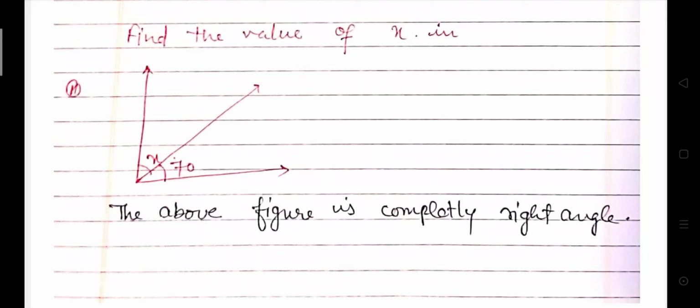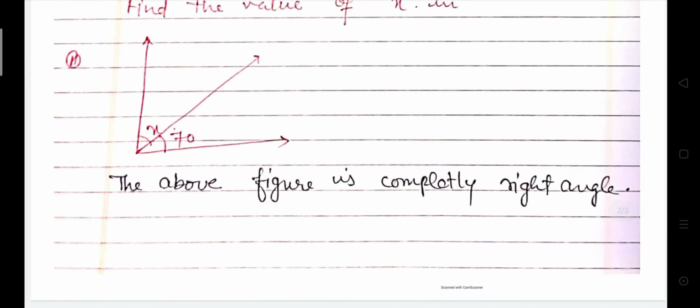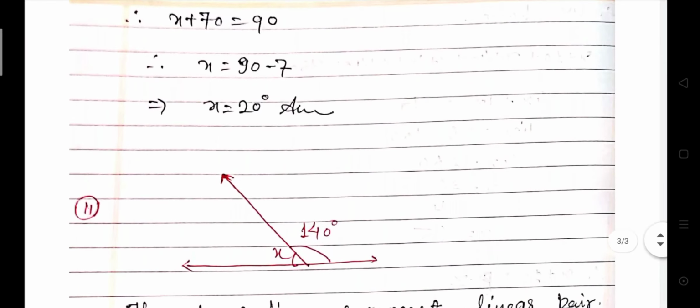Now we start to find its solution. As we know that the complete angle is 90 degrees, so when we add x and 70 we get 90 degrees, and we write this like this. Therefore x plus 70 is equal to 90, or when we subtract 70 we get x is equal to 90 minus 70. It is 70, by mistake it has been written here as 7, so x is equal to 90 minus 70, which gives x is equal to 20.